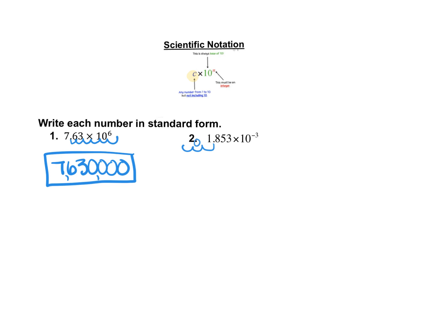And we need to have these zeros as placeholders. Do not forget to put a decimal there, because that value will completely change if you do not have that there. And you could leave it like this, or you could put a 0 in front of it. It doesn't matter. What really matters is that you move the decimal 3 places to the left and that you have the decimal right there.